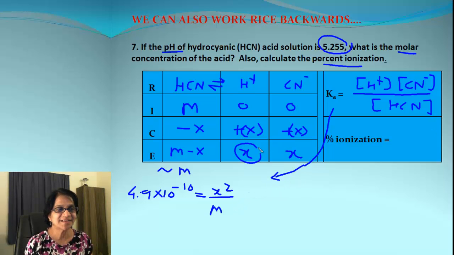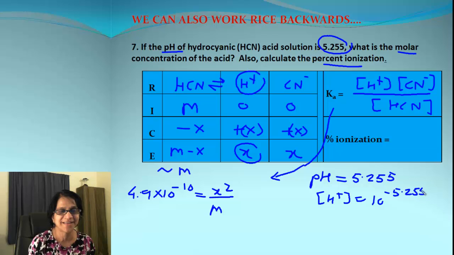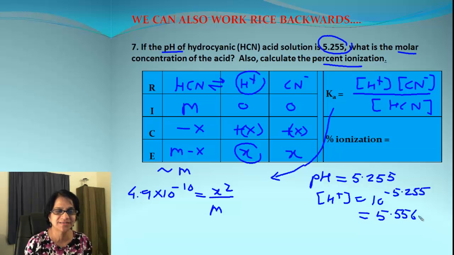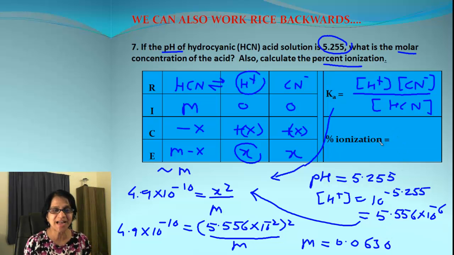Now X is the hydrogen ion concentration. So how do you find it using pH? pH is 5.255. So obviously the hydrogen ion concentration will be 10 to the negative 5.255, and that gives you the answer as 5.556 times 10 to the negative 6. When we plug the value of X in this equation, this is what we get. And when we solve that, the molarity is 0.0630.